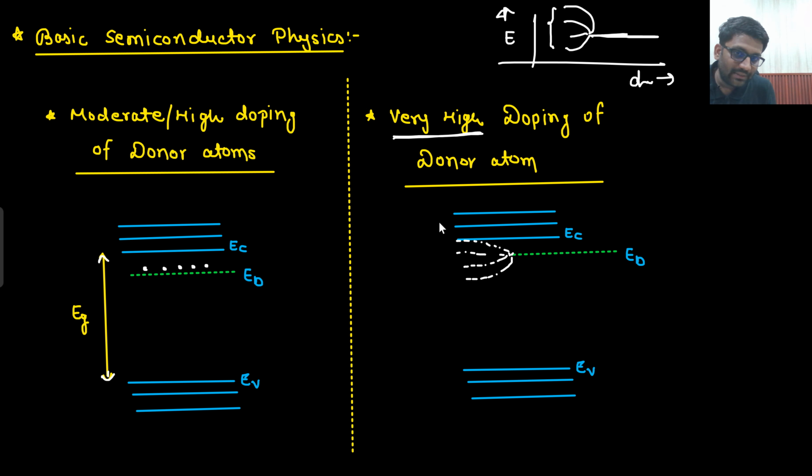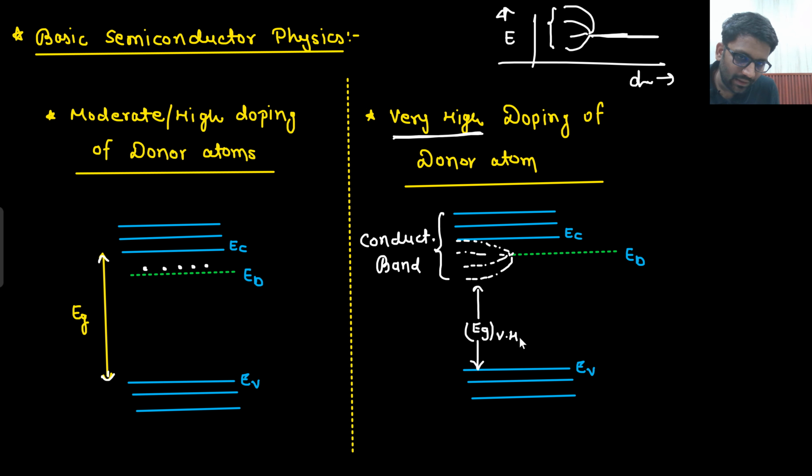So the effective energy state would become this one. This would become your effective conduction band. Basically, your conduction band and donor band are overlapping with each other. So previously this was my energy gap, and now the effective energy gap would be this much. This is after high doping, very high doping.